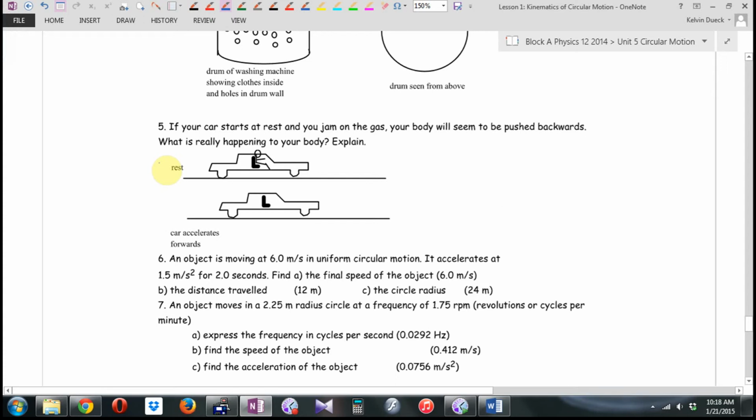Number 5 says this: if your car starts at rest and you jam on the gas, your body will seem to be pushed backwards. Which way are you accelerating when you floor it? So why do you feel like you're getting pushed backwards? This is the same phenomenon for why you feel like you're getting pushed outwards. What your body is experiencing is its own inertia. It wants to not keep going in a straight line at a steady speed. It wants to remain at rest. And so an object has to apply a force on it to get it to stay with the car. The seat does. It pushes forward on you, but because you're so egocentric, you think everything revolves around you, you think, oh, I'm getting pushed into the seat. No, the seat's pushing on you. Anyways, we just did number 5 together.